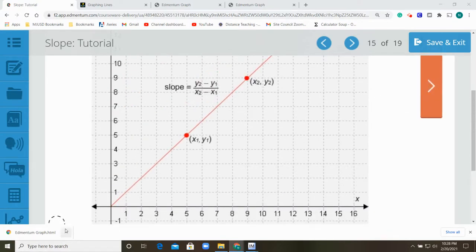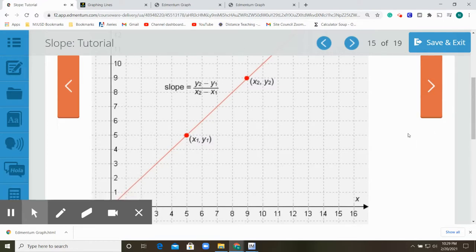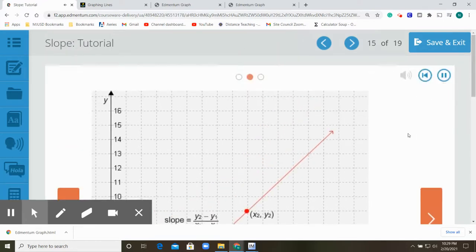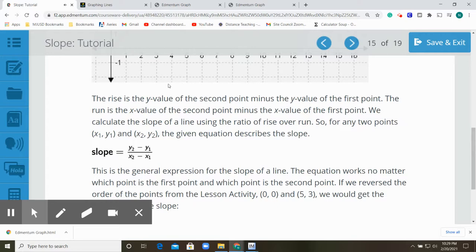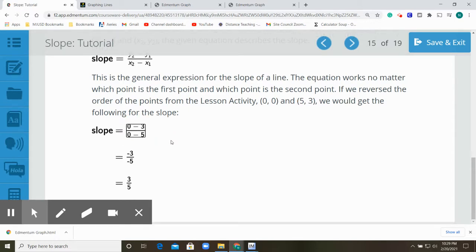Now I've got to move on here. Where did my tools go? Pause. This is the general expression for the slope of a line. The equation works no matter which point is the first point and which point is the second point. If we reverse the order of the points from the lesson activity, 0, 0, and 5, 3, we would get the following for the slope. Slope equals 0 minus 3 over 0 minus 5 equals negative 3 over negative 5 equals 3 over 5.